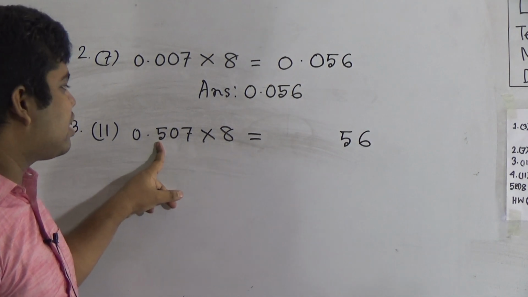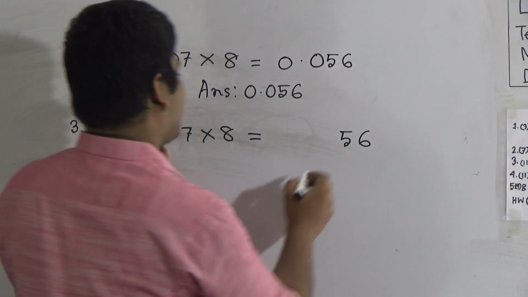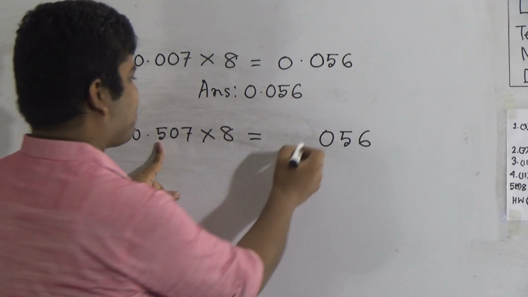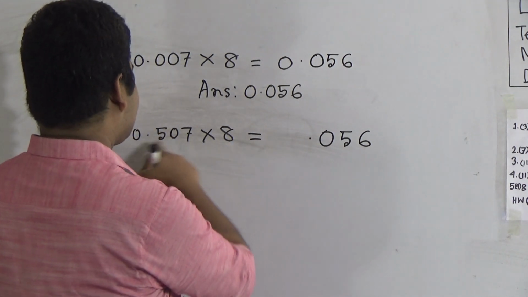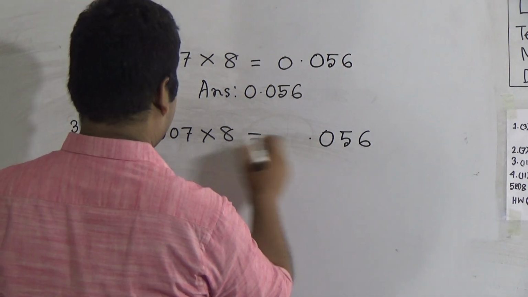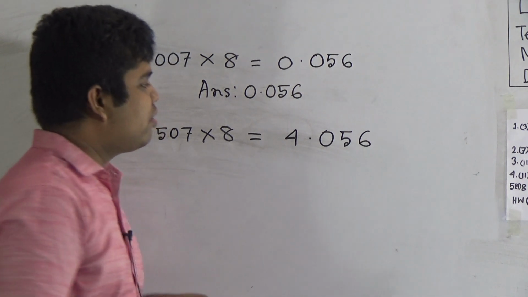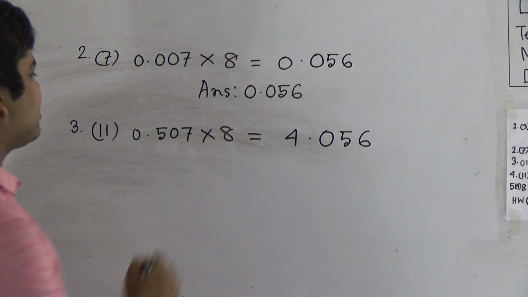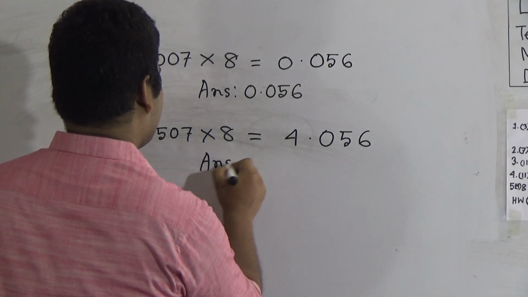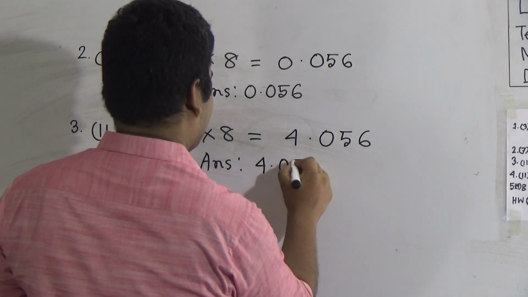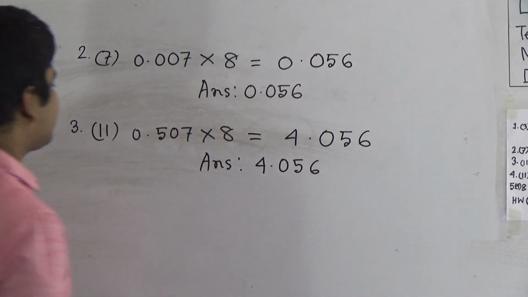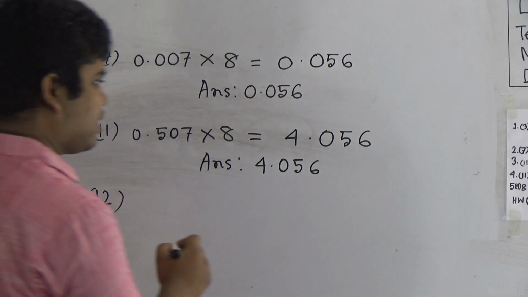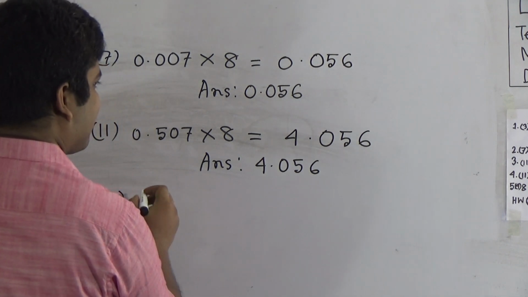5 8s are what? 5 8s are 40. From 40 I write here 0 carrying 4. Okay. Now 8 zeros are 0 plus 4, 4. So 4.056 is the answer of this question. As our solution is done, we must write answer. Okay. Next we shall solve question number 12. And the 12th number question is 2.954.